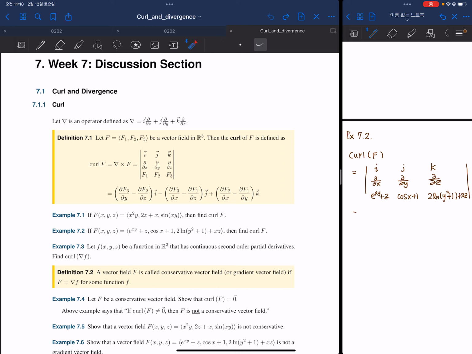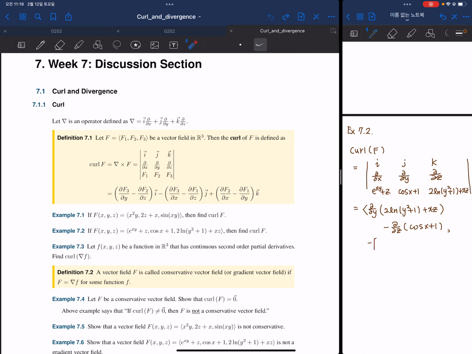Okay, so here the first coordinate is ddy of 2ln y squared plus 1 plus xz, and then minus ddz of cosine x plus 1. The second coordinate is we have a negative sign first, and then ddx of 2ln y squared plus 1 plus xz, and then we need to say minus ddz of e to the xy plus z. Okay, and then the third coordinate is ddx of cosine x plus 1 minus ddy of e to the xy plus z.